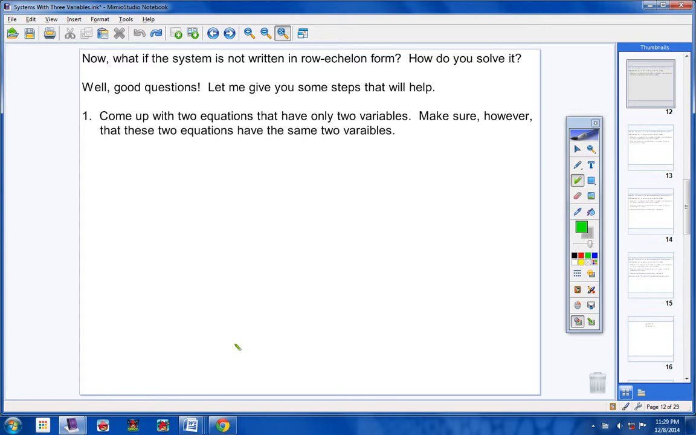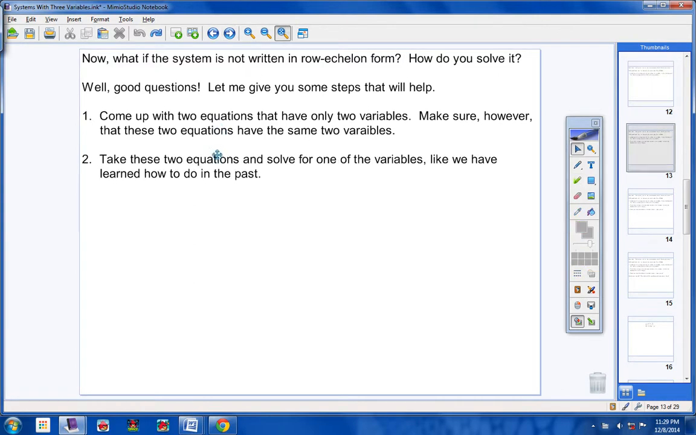Okay, continuing on. Step 2. Take these two equations that have two variables and solve for one of the variables like we have learned how to do in the past. And then step 3, once you know the value of one variable, the rest is pretty easy, okay? Alright, let's go ahead and continue on.